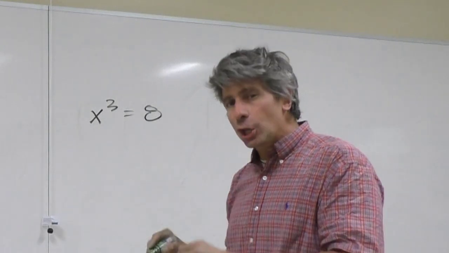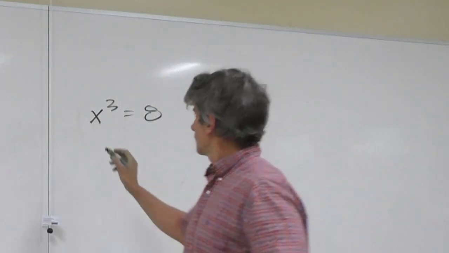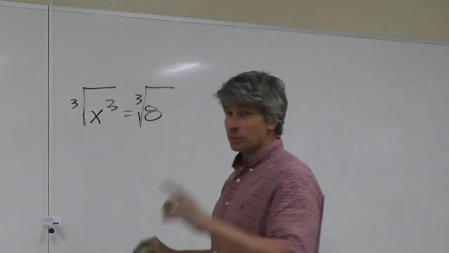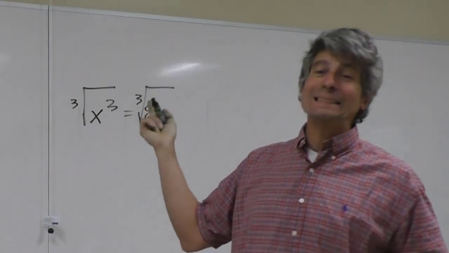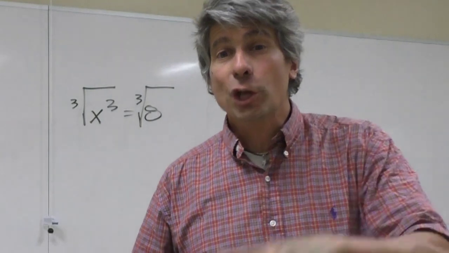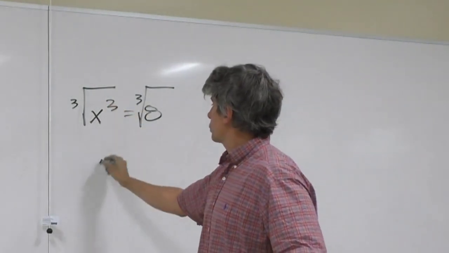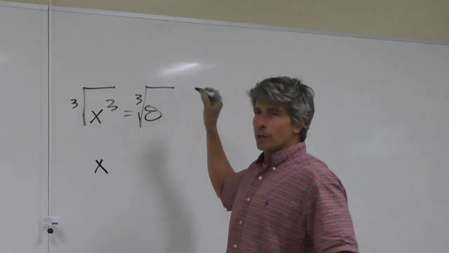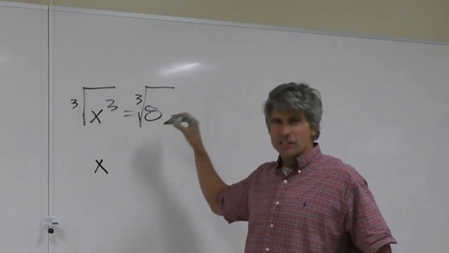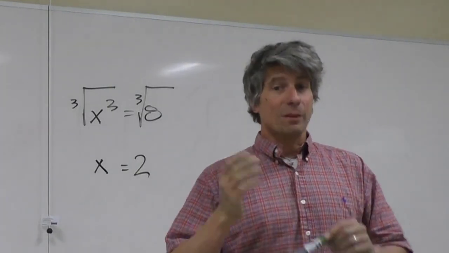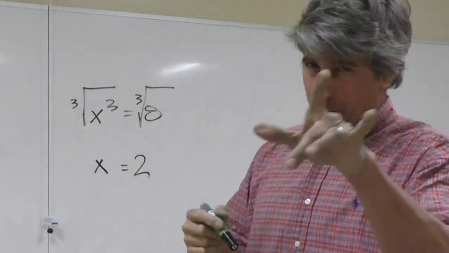You take the cube root of 8, not the square root. The square root knocks down a squared. The cube root knocks down a cube. So cube root of x cubed is x, and then what number times itself equals 8, eventually you'd figure out it was 2.